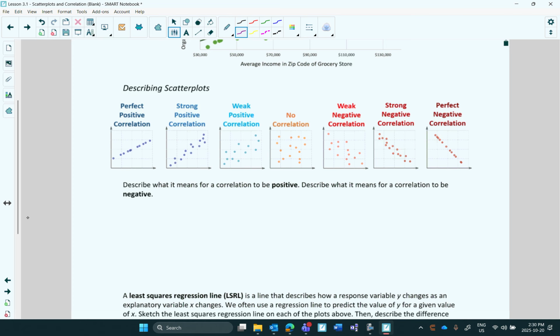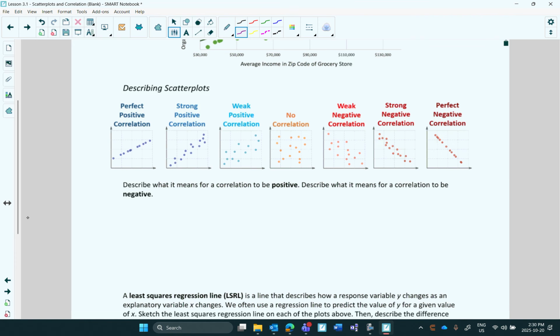A strong positive correlation looks like a line, but not forming a perfect line, and going up. Strong negative is close to a line, but not quite, and going down. And then, of course, the weaker the relationship becomes, the more scattered the points become. Unless they're completely randomly scattered, then that means there's just no relationship between the two. There's no correlation.